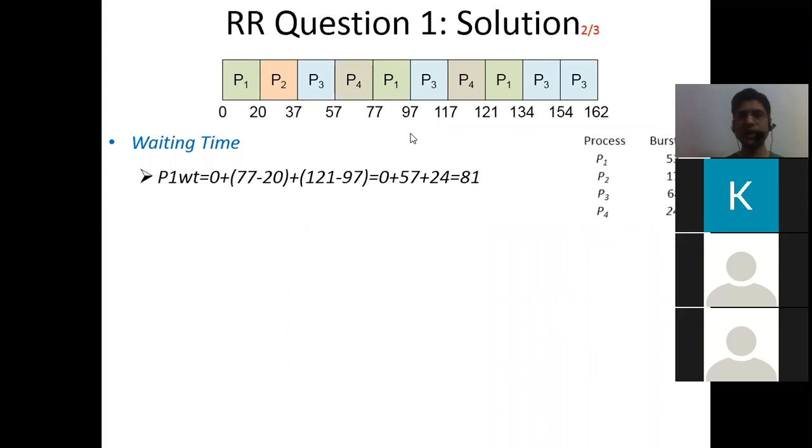Now, what is the next turn of P1? The next turn of P1 is at the 121 unit time, and when it left the CPU, it left at 97 unit time. So 121 minus 97, that is 24 unit time it has to wait. So the total waiting time in the ready queue is 0 plus 57 plus 24, that is 81 unit time.